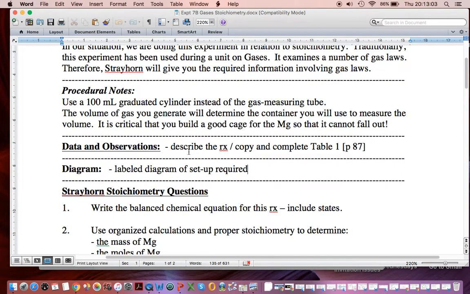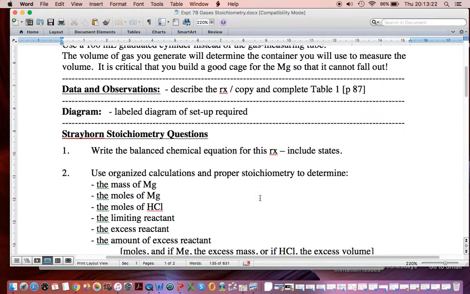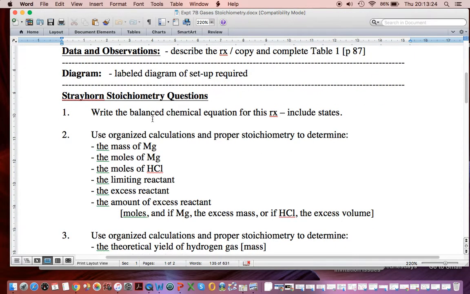Data and observations. Well, I've shown you what I want for the data and observations. I need a labeled diagram of the setup. You can steal that out of the lab manual, except instead of a tube, you are going to put in an upside down graduated cylinder with a cage of magnesium and a 1-hole stopper at the bottom. You're going to give me the balanced chemical equation for the reaction. You'll give me the states. The lab may help you with that.